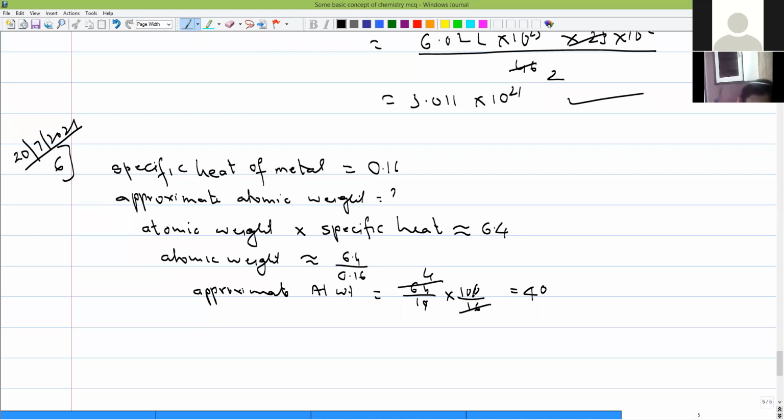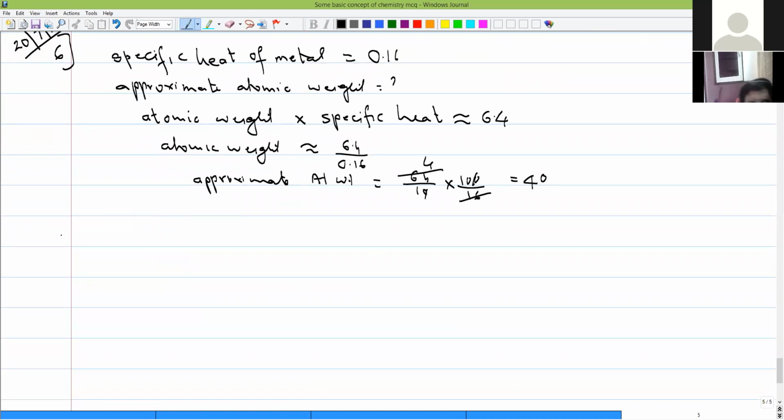Next, seventh one mein thoda sa humko, what is given? 14 gram of X combined with 16 gram of oxygen and it will form an oxide. So which of the following statement is a correct statement? Atomic weight of oxygen is given as 16.